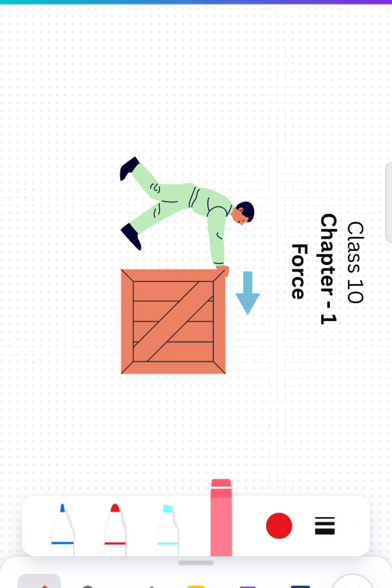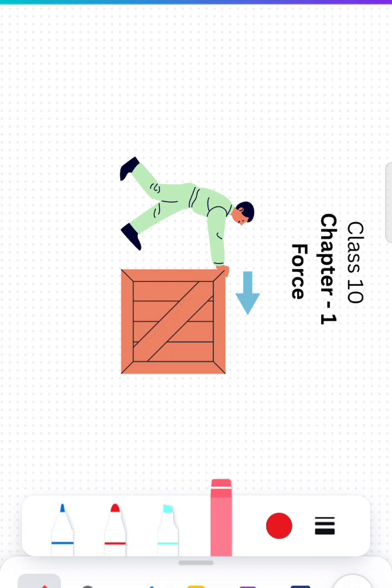Today we are going to start a new chapter, chapter 1, force. So let's get started. The very first question which comes to our mind is, what is force? Force is a physical cause which either changes the shape or size of the body, the state of rest or motion of the body, or the speed or direction of the moving body.